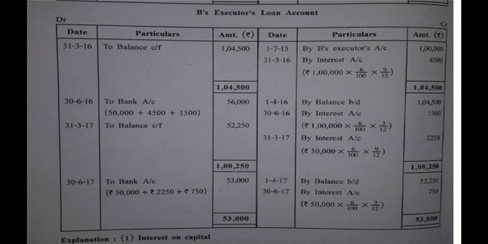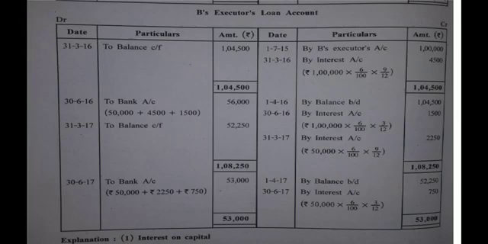So firstly you've written by balance brought down 52,250. Then 3 months are completed on 30/6/17, which is the completion of second year for the payment of second installment. So again 50,000 into 6/100, the rate of interest, into 3/12, the 3 months of interest. This makes it 750. So at the end of the second year, for the payment of second installment of loan, the total interest is 3,000.